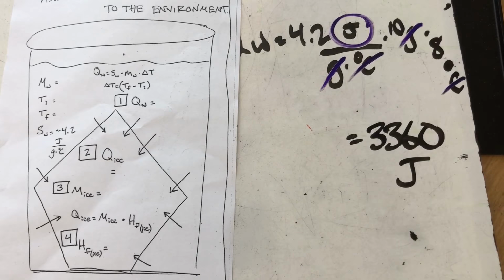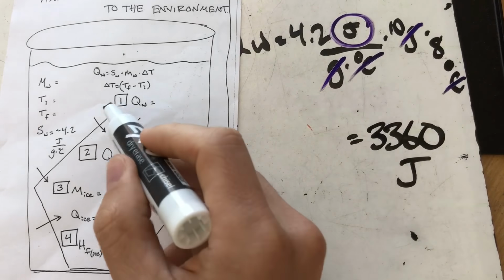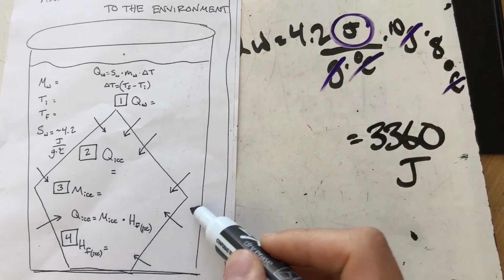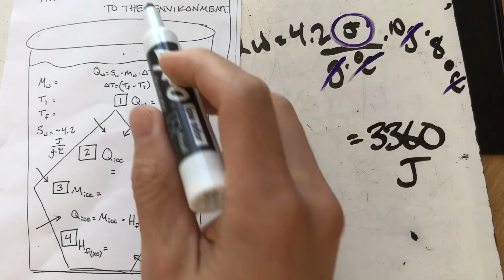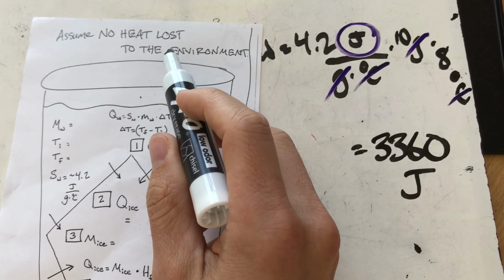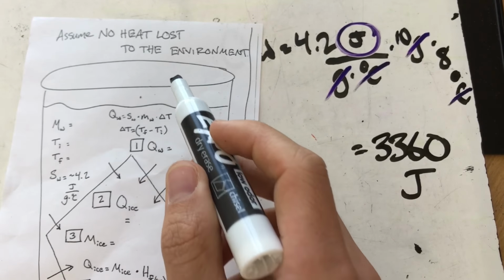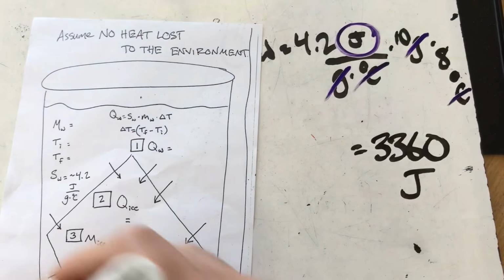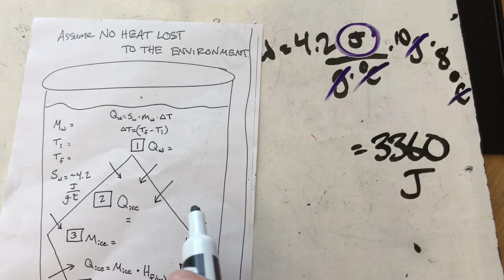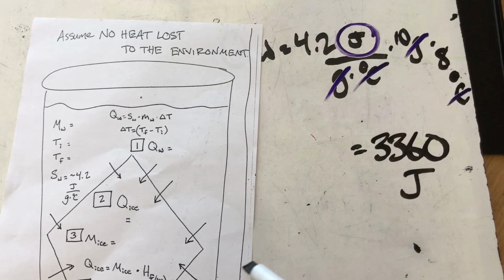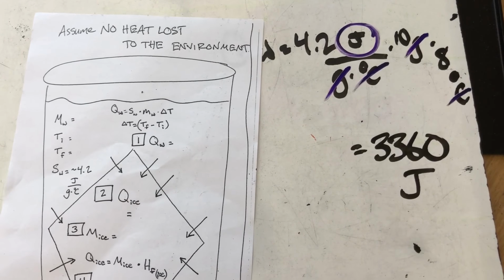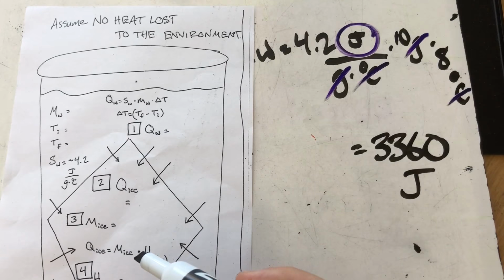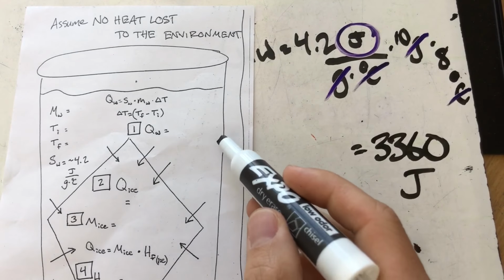So now, here's the thing. If our ice melted totally, and we're assuming that no heat was lost to the environment, that there's thermal insulation on the sides of here, so no heat can be lost, but no heat can come in either. So if there's ice melting, that means there's heat going into it. So where is that heat coming from to melt the ice? It must be coming from the water.